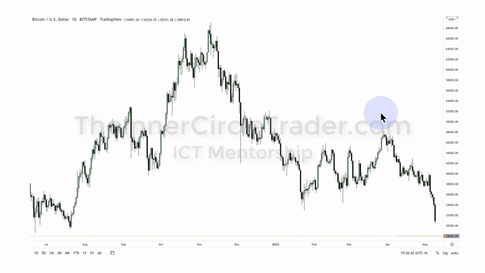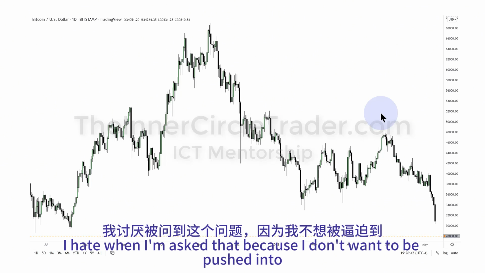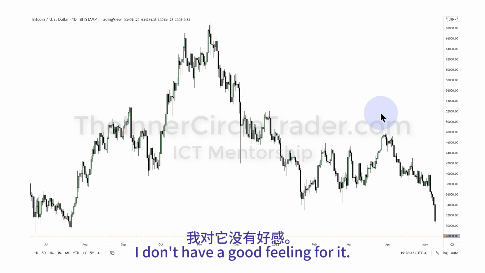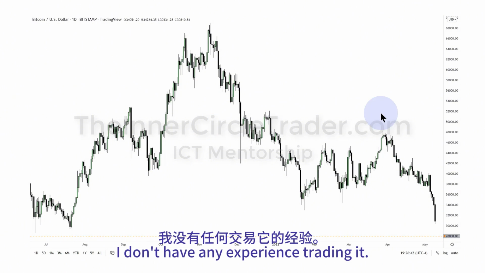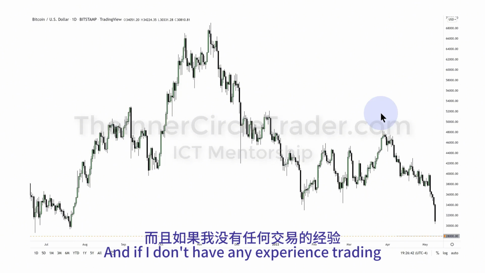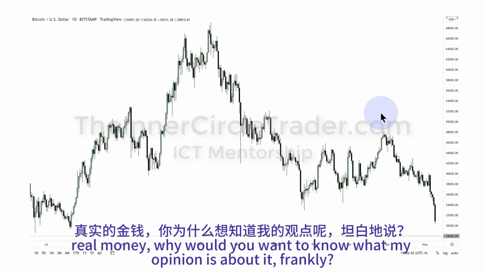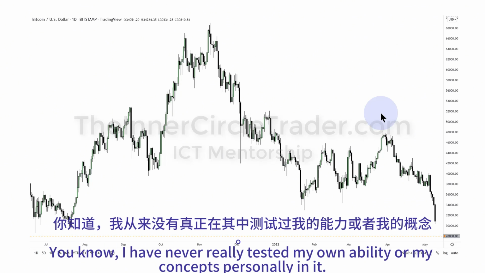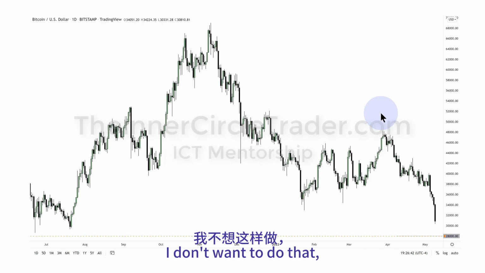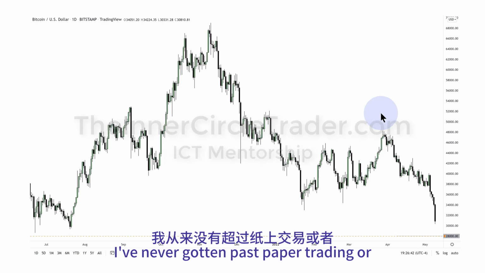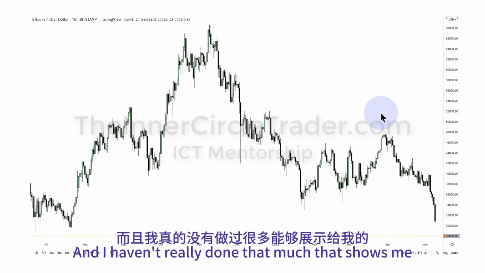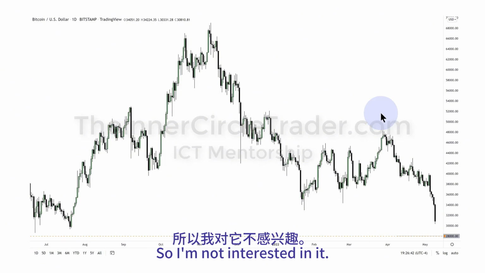But I hate when I'm asked that because I don't want to be pushed into that arena because I don't know it well. I don't have a good feeling for it. I don't have any experience trading it. And if I don't have any experience trading with real money, why would you want to know what my opinion is about it, frankly? I have never really tested my own ability or my concepts personally in it, so I don't want to do that. I've never gotten past paper trading or demo trading with it. And I haven't really done that much that shows me consistency, so I'm not interested in it.